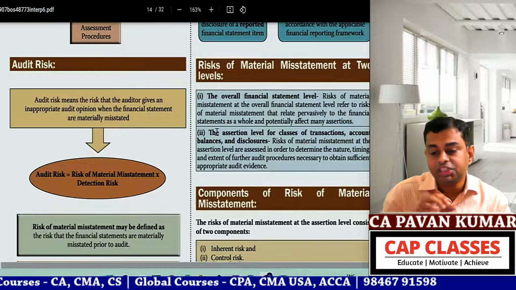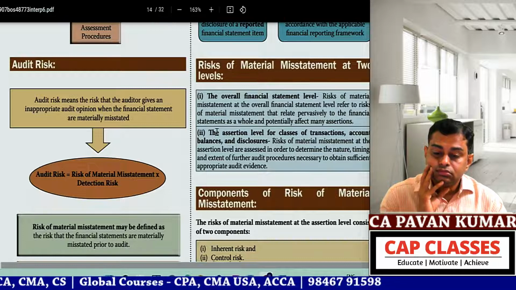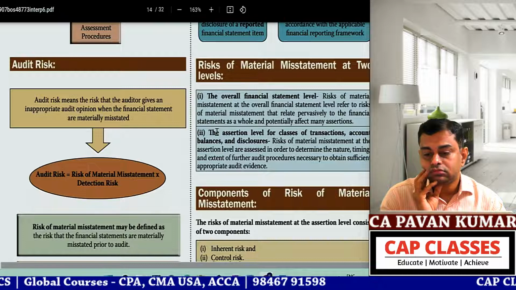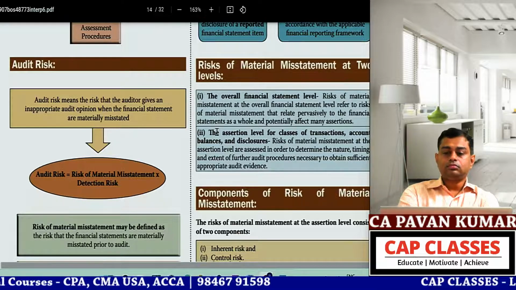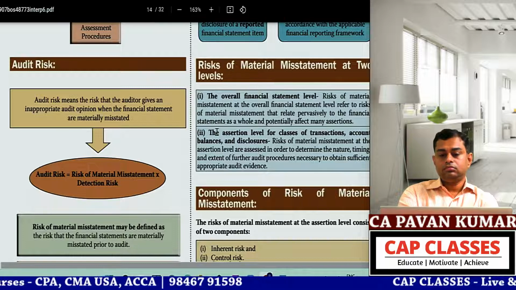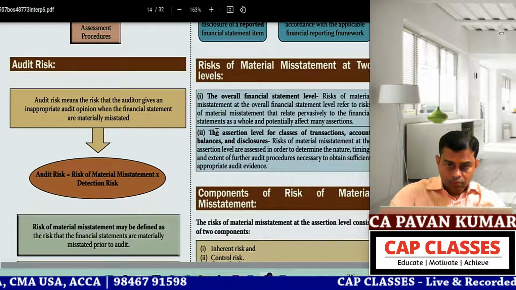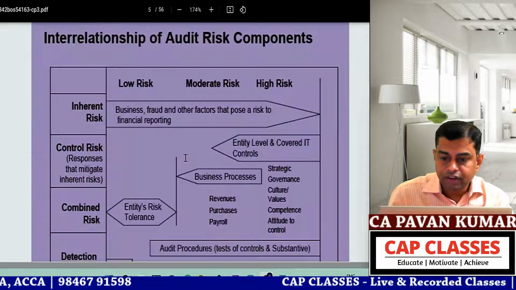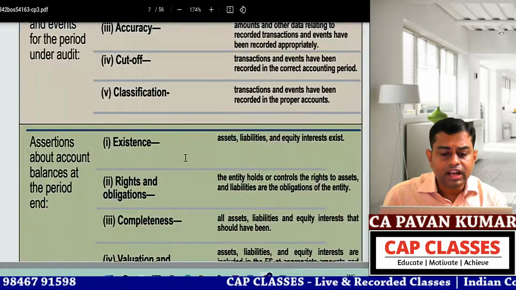Next, read the assertion level. The assertion level for classes of transactions, account balances and disclosures. Risks of material misstatement at the assertion level are assessed in order to determine the nature, timing and extent of further audit procedures necessary to obtain sufficient appropriate audit evidence. Super. So shall we go to our final level and see? We'll come back if it is required.